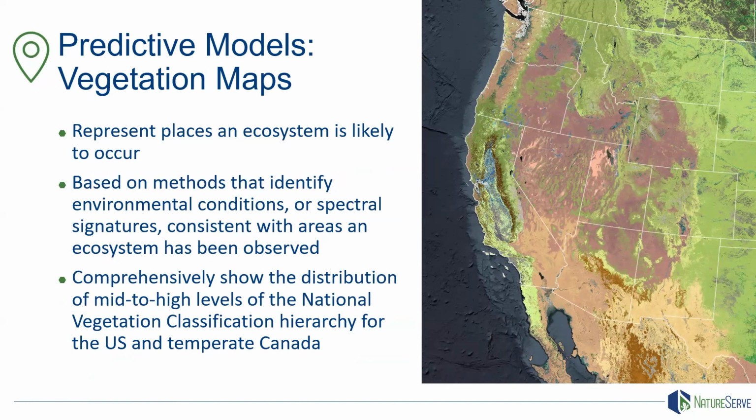Vegetation maps help us understand what is happening across the entire landscape. These maps represent places where an ecosystem is likely to occur, based on methods that identify environmental conditions or spectral signatures consistent with an area where an ecosystem has been observed. This allows us to comprehensively show the distribution of mid to high levels of the National Vegetation Classification hierarchy for the US and temperate Canada.